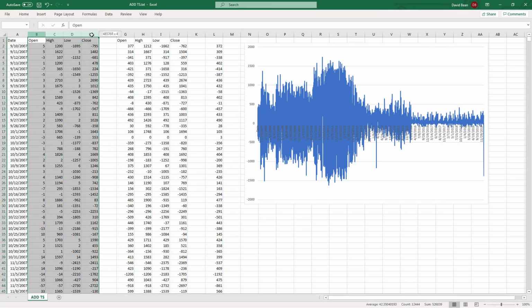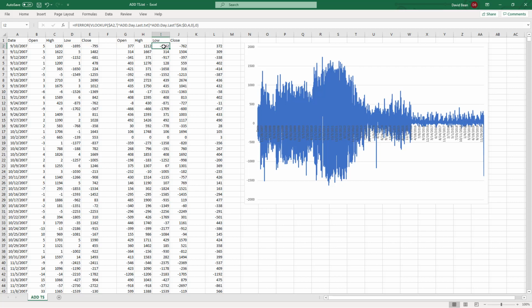Here is the Excel export. This is the open, high, low, close of the advance-decline line back to September 2007. I've used some VLOOKUP formulas to pull in the data that I've exported from NinjaTrader 8. This column is the difference between the opens, and I've plotted the difference between the opens in this chart. You can see how wide-ranging the differences are for the open. I'm going to do the open, high, low, close in another video so you can see the differences.